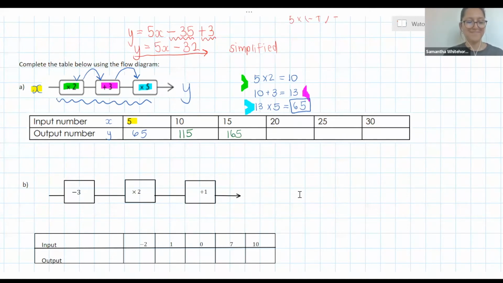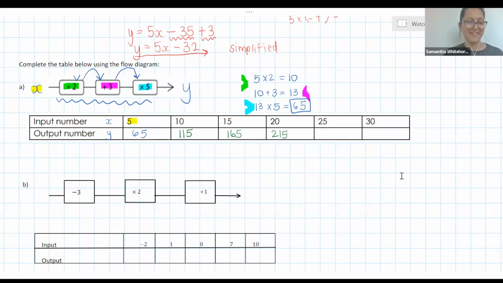Yes, ma'am. 20 times 2 is 40. 40 plus 3 is 43. And 43 times 5 is 215. Excellent. Well done. I don't even have to repeat anything there. Sihle gave it all to us. So 215. Nafikas, would you like to give us the output when our input is 25?